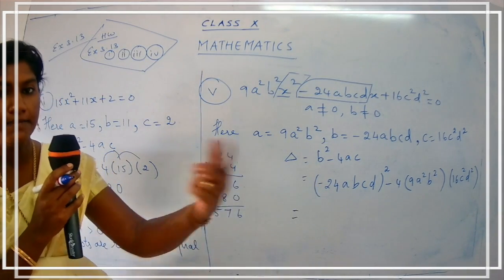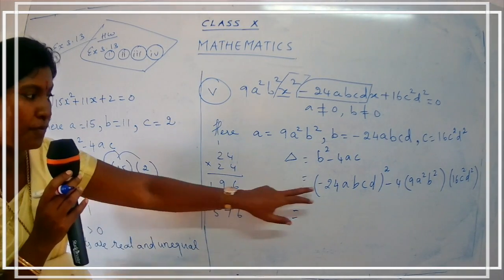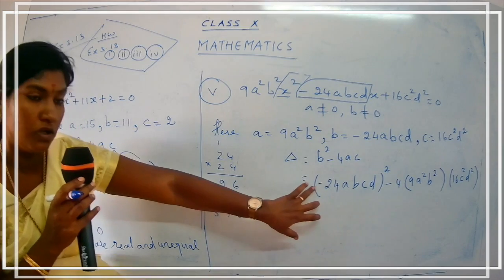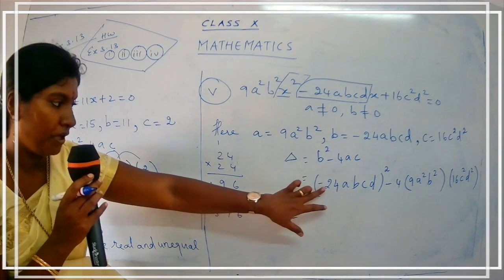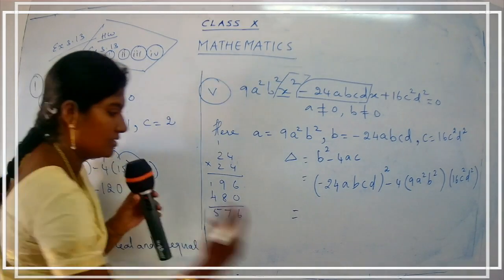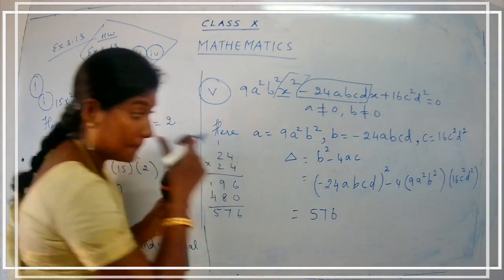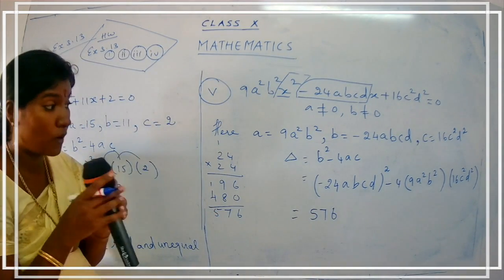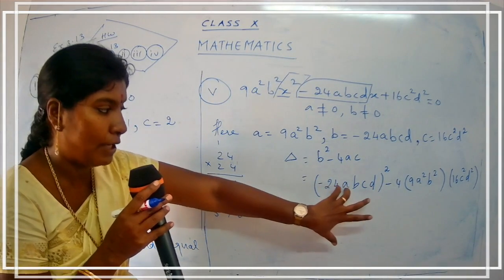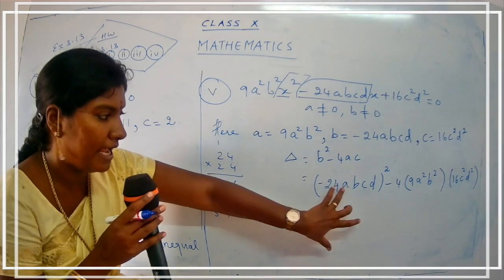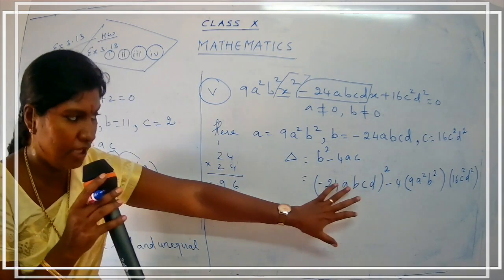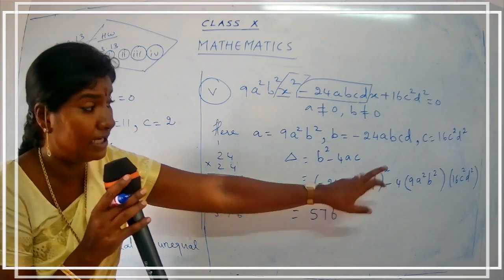Remember, this is a very important point. Minus square: minus minus turns out to be plus. The minus sign will go because we are taking the square of a negative. So minus minus is plus. What is 24 into 24? We get 576. I'll write here 576 a square b square c square d square. The square is for every variable and constant here. So for a you write a square, for b you get b square, for c you get c square, and for d you get d square.